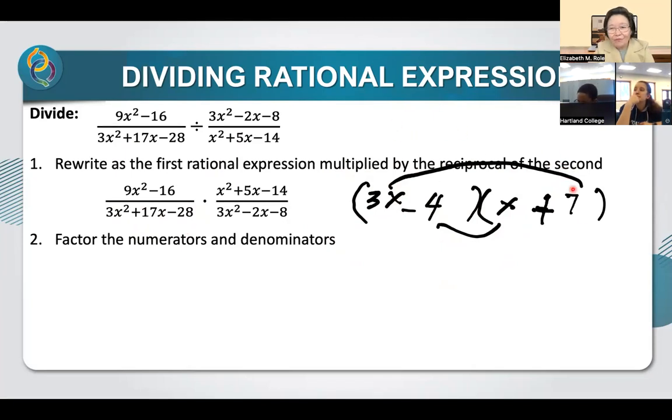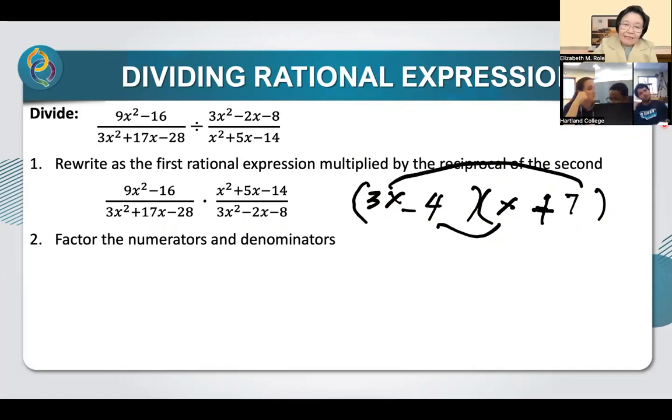Trying 7 and 4, if I put 7 here and minus 4 there, then I can see if I multiply the two terms, I will be able to get 17x. So 3x times 7 is 21, 4 times x is 4x, and 21 minus 4x is 17. And you'll get the same answer if you do factoring by grouping.